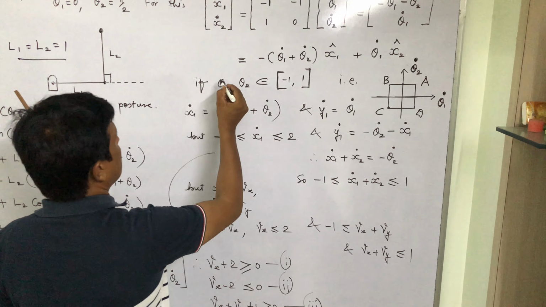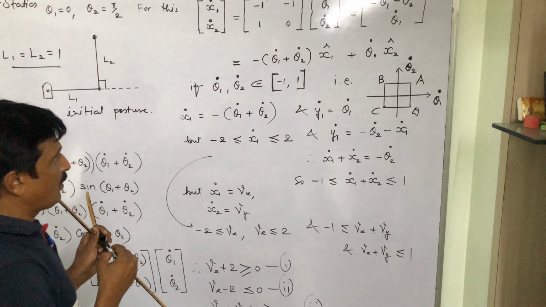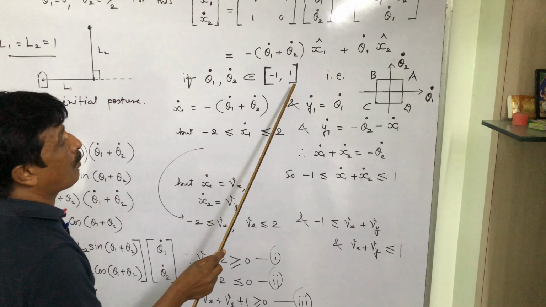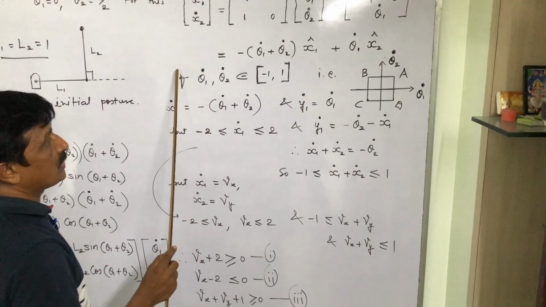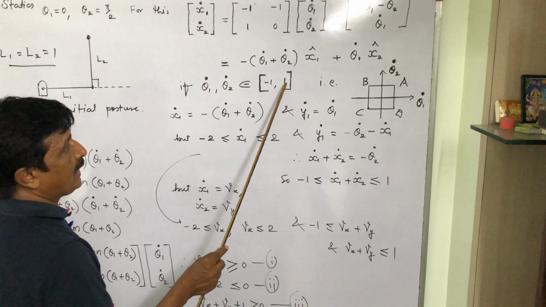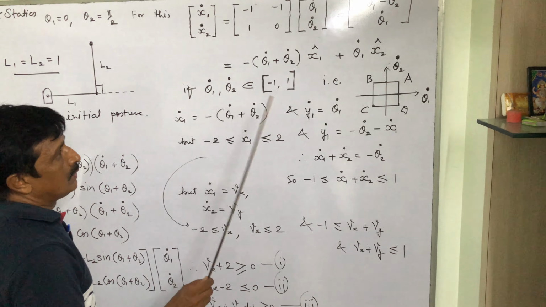If we consider the range of theta 1 dot and theta 2 dot, both belong to the closed interval minus 1, 1. That is, the joint angular velocities lie between minus 1 and 1, including minus 1 and 1. If we draw this range in the xy plane, with a theta 1 dot axis and a theta 2 dot axis, the corners are 1 comma 1, minus 1 comma 1, minus 1 comma minus 1, and 1 comma minus 1. All boundary points as well as points inside the square are in this range.